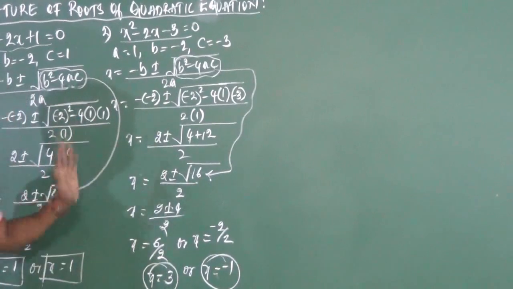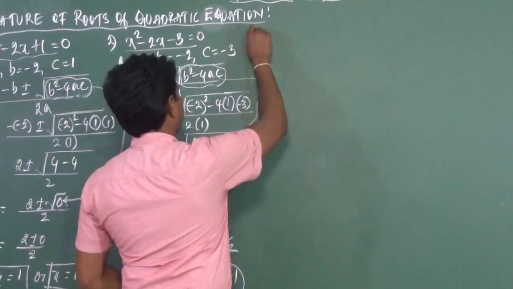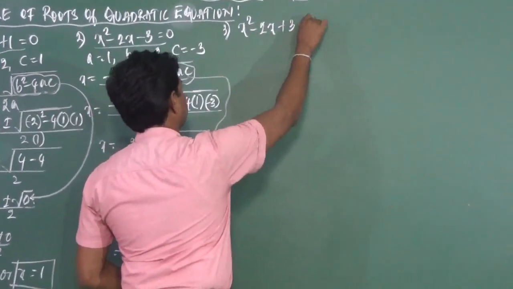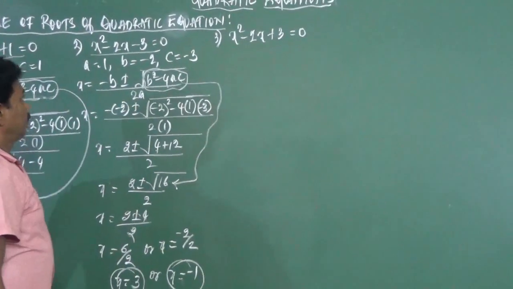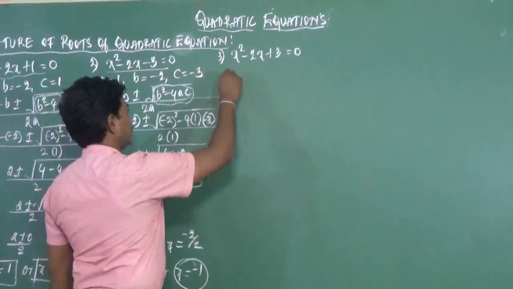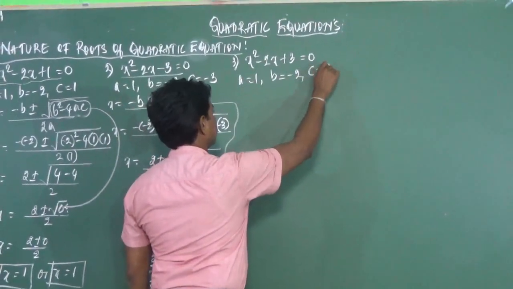Right? Okay. Let us get into the third example. Tell me one more quadratic equation. x square minus 2x plus 3 is equal to 0. Okay. Here we have minus and there plus. Okay, right. So a is equal to 1, b is equal to minus 2, c is equal to 3.